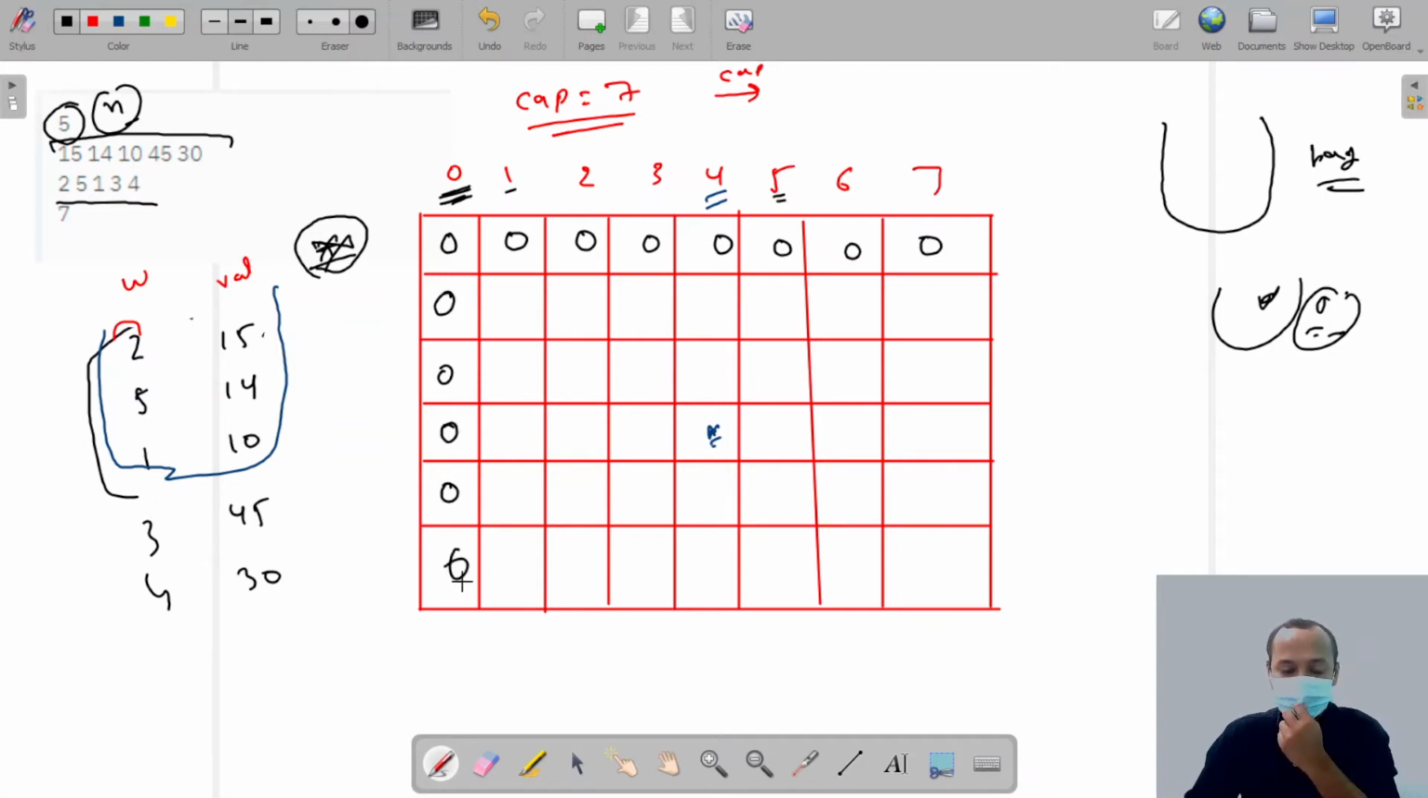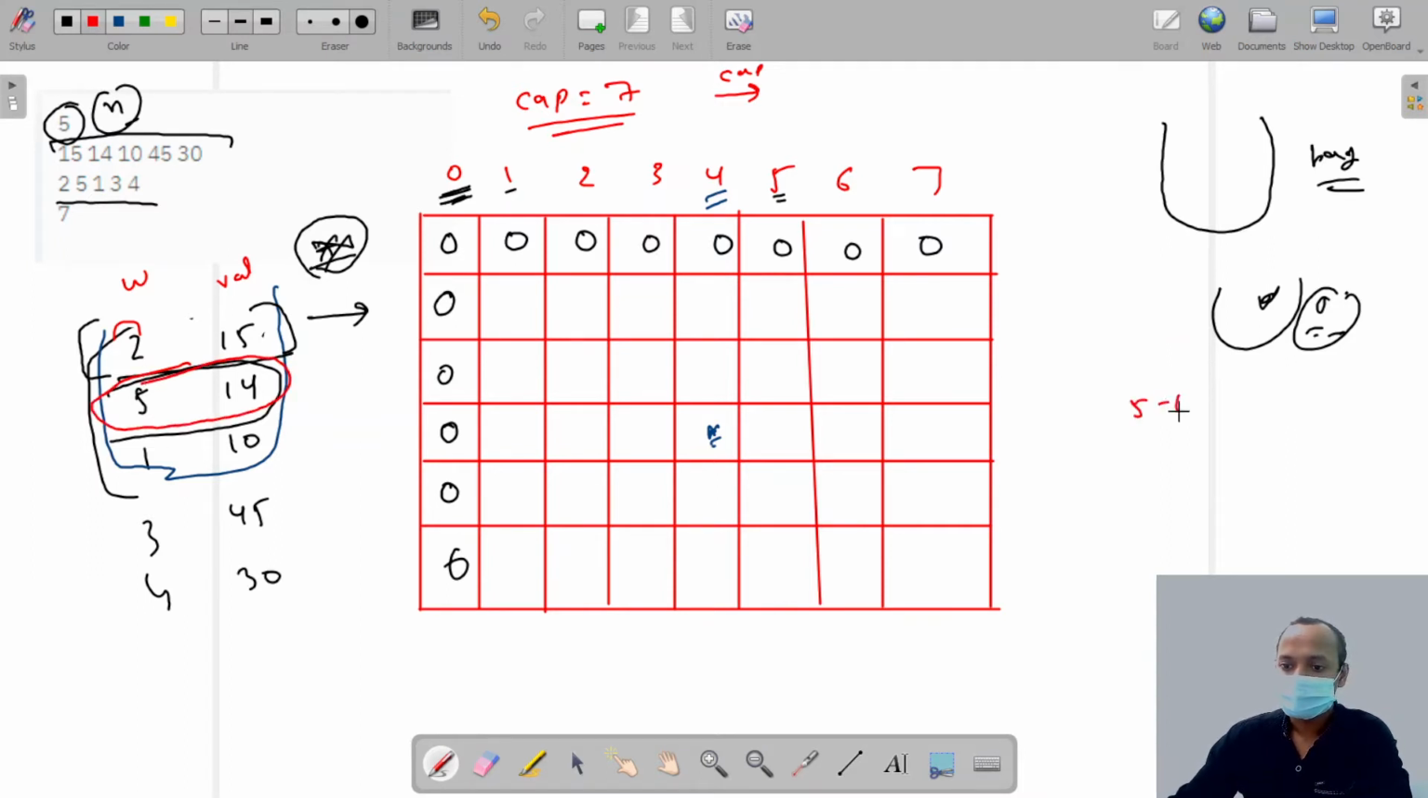Now I'm starting with this. First I'm taking this item. So what is the condition to put this item in our bag? Let's suppose I'm talking about this item, 514. Now suppose the capacity of the bag is 2, so can we put this item in our bag? The weight of the item is 5 and the capacity of the bag is 2.